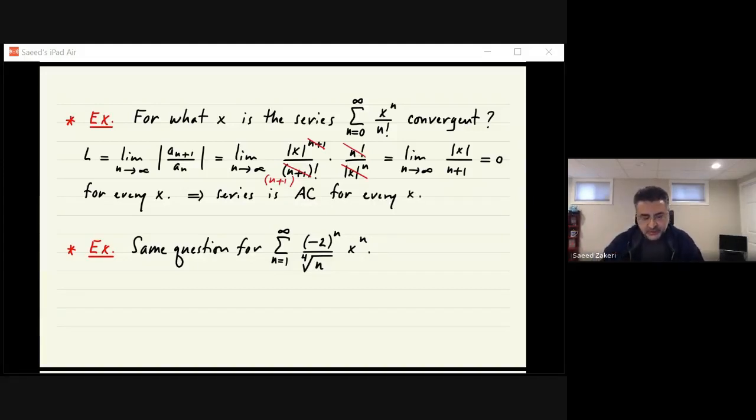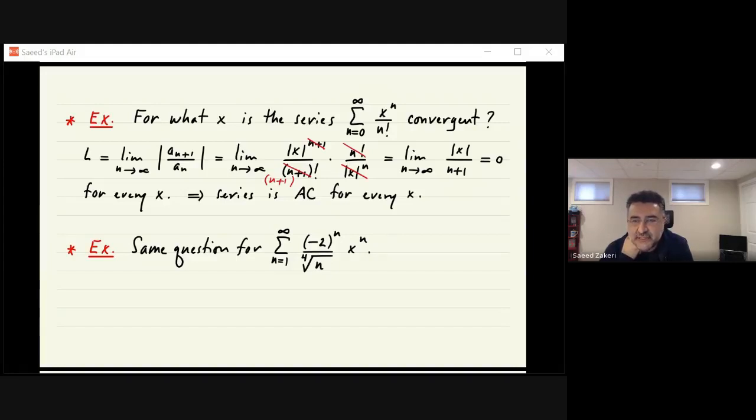In other words, for what values of x is the series convergent? For every value of x. Doesn't matter. No matter what your x is, this series will converge. And very soon, namely 2 lectures from now, we'll see that if you compute the sum, it's exactly e to the x. In other words, this power series represents the function e to the x.